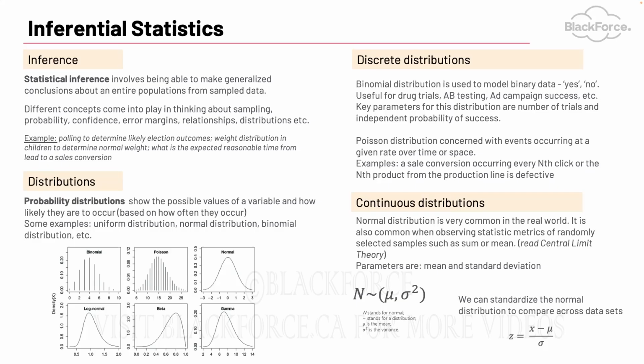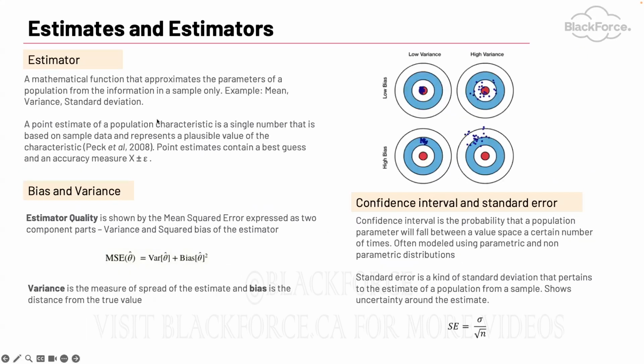And we can standardize the normal distribution using the z-score. The z-score helps you standardize a normal distribution so we can compare across data sets. The z-score for a data point is just the observation minus the mean, divided by the standard deviation. You'll see how this is used down the line, but just for us to know this.